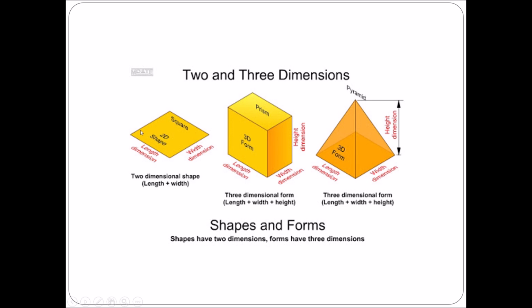Two-dimensional shape consists of length dimension and width dimension, but three-dimensional also has height dimension. So two-dimensional or shape does not have height dimension, but three-dimensional has height dimension. Shape has 2 dimensions and form has 3 dimensions.